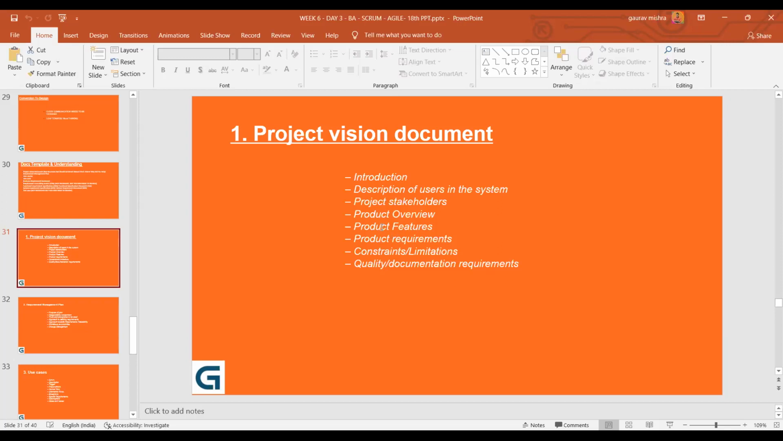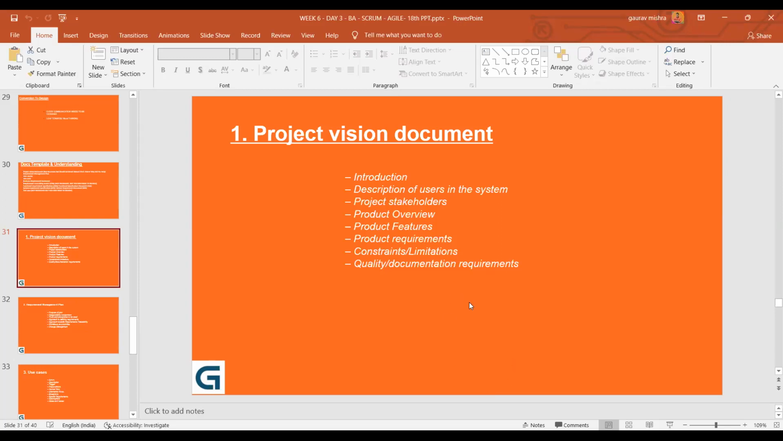Then comes product feature. Now the features are withdrawal, deposit, check balance, fund transfer, then RTGS, and then third party transfer, and then check issuance and all. So these come under product feature. Are you with me so far, everyone? Yes. Then comes product requirement. At what point of time does the requirement trigger? Then if it has some assumption, limitation, or constraint, that will come under constraint or limitation.